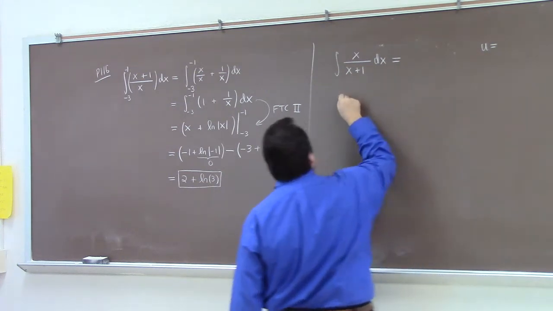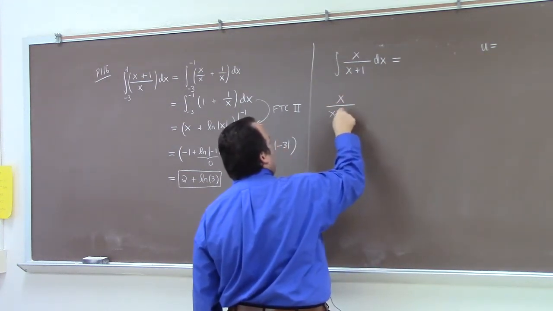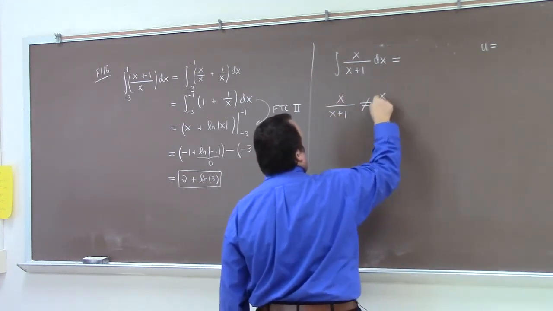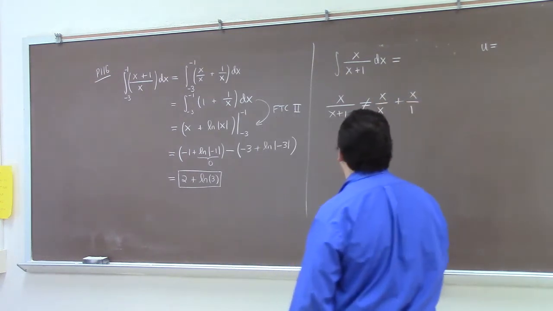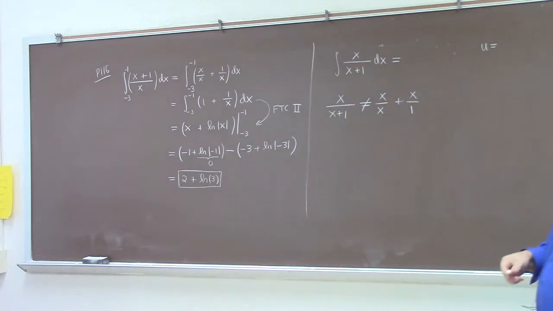I put the x over x plus. See, that's not true though. X over x plus 1 is not equal to x over x plus x over 1. This is not true. We cannot break up addition in the denominator. So yeah, we're stuck here. We can't do the algebra that we did in the past problem with this one. It looks very similar, but it's actually very different.